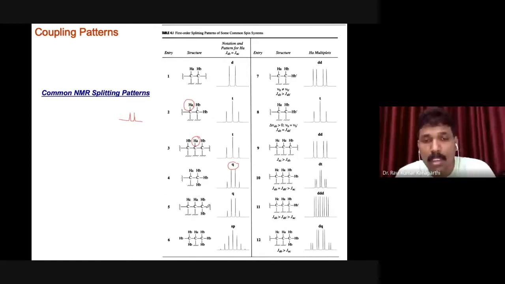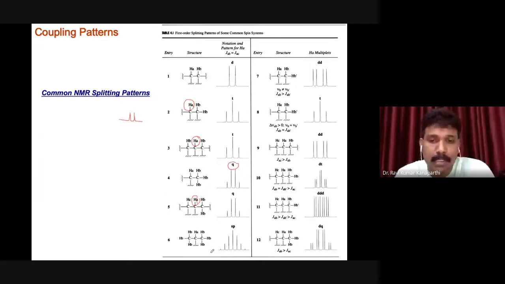So HA has on one side 2 protons which are identical, and there is another proton, C, on the other side. So this is 1 and this is 2, 3. Okay, so n is 3. If n is 3, it should be a quartet. So this is again a quartet. This is also a quartet.